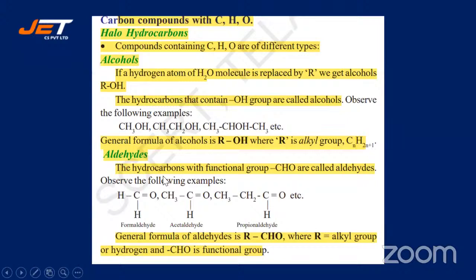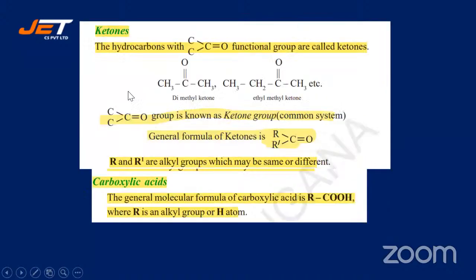Next coming to aldehydes, the hydrocarbons with functional group CHO are called aldehydes. The general formula is RCHO, where R is alkyl group or hydrogen and CHO is functional group. Next coming to ketones, the hydrocarbons with, you can see here, this type of functional group are called ketones. It has a double bond with oxygen and single bonds with carbon. So this group is known as a ketone group.